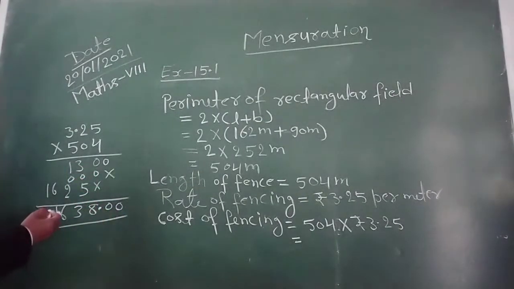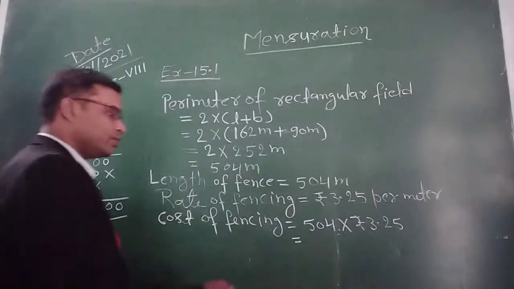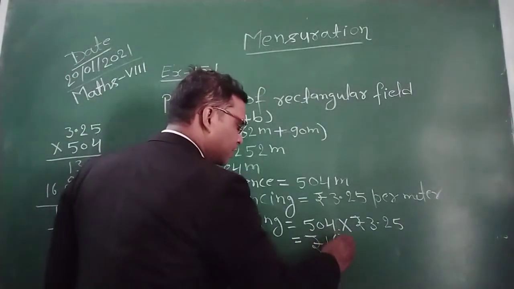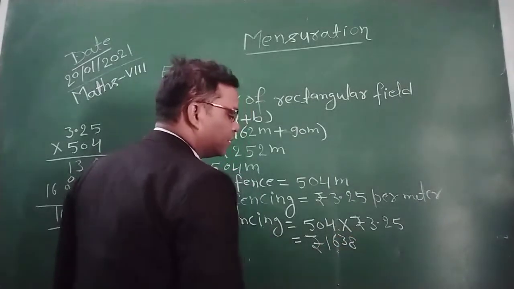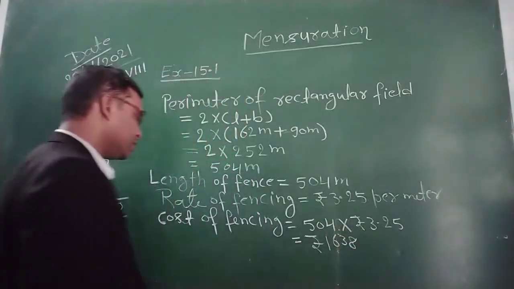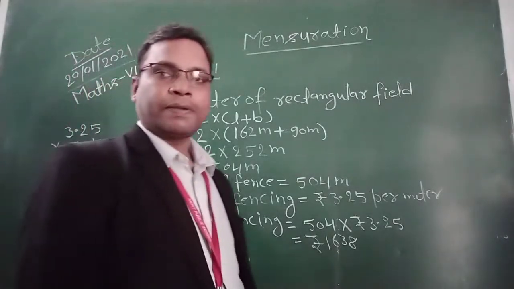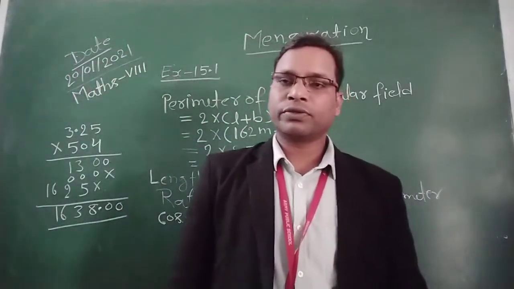So 1638. This is equal to rupees 1638. This is the cost of fencing of the rectangular field. Students, I hope all of you understood this question.